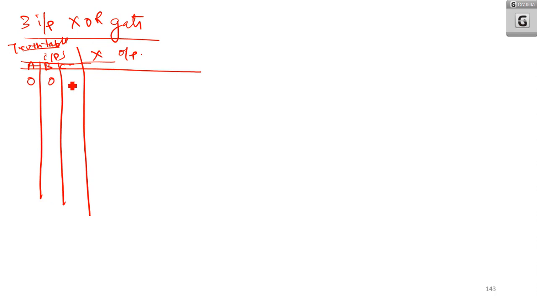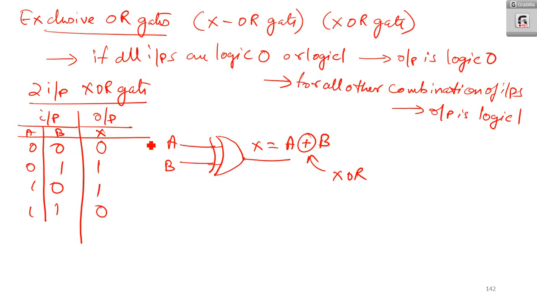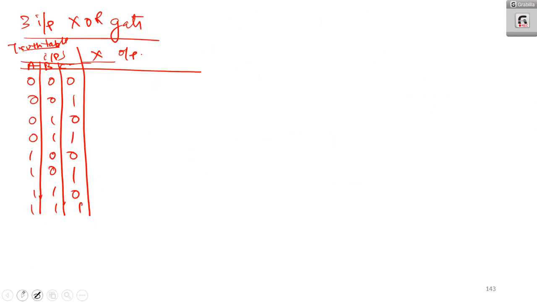0 0 0 0, 0 0 1 0, 1 0 0 1 1 1, 0 0 1 0 1, then 1 1 0 1 1 1. So here what is the basic logic? If all inputs are logic 0 or if all inputs are logic 1, then the output is logic 0. That means here this is 0, then this is also 0. Okay, but here there is a difference.